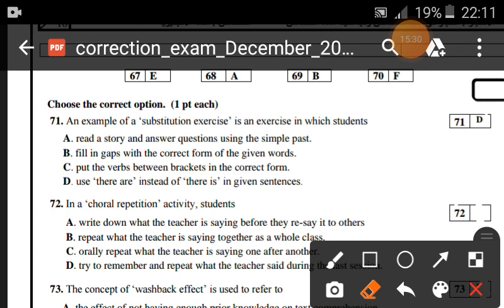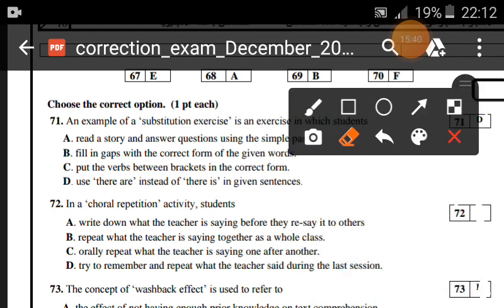Let's move to the next one. 72. In a choral repetition activity, students: A. Write down what the teacher is saying before they re-say it to others. B. Repeat what the teacher is saying together as a whole class. C. Orally repeat what the teacher is saying one after another. D. Try to remember and repeat what the teacher said during the last session. So the right answer is B. Repeat what the teacher is saying together as a whole class. This is what a choral repetition or a drill is.